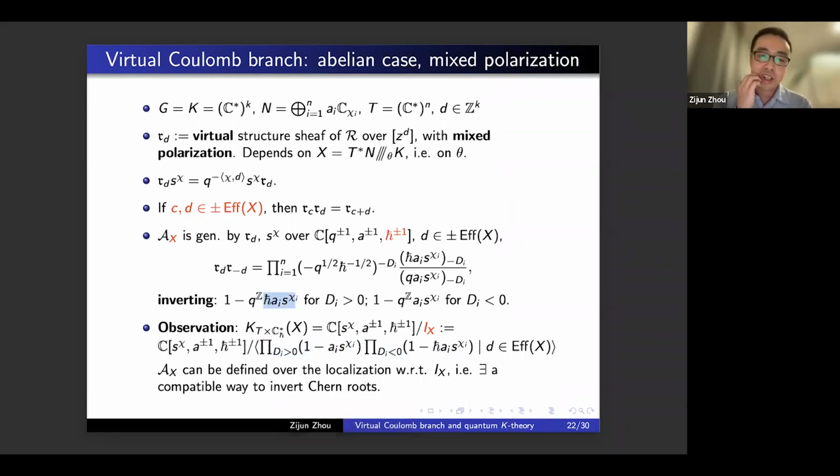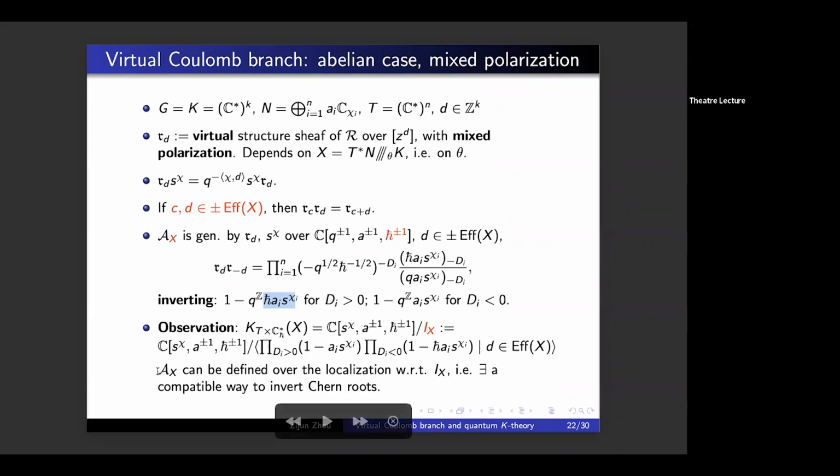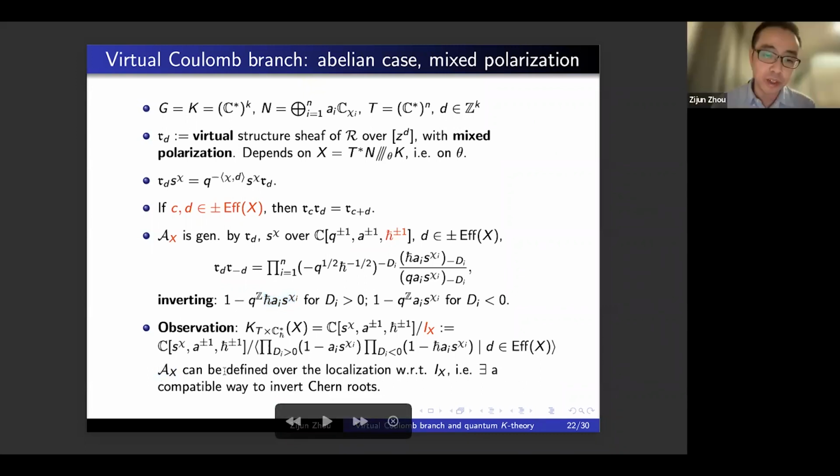In this sense, this Coulomb branch can be defined over the localization of this ambient ring, the Cartan subalgebra, with respect to the ideal appearing in this covariance structure. So what I want to say here is that this definition of the mixed polarization is compatible with this presentation of the K-theory ring of hypertoric varieties.